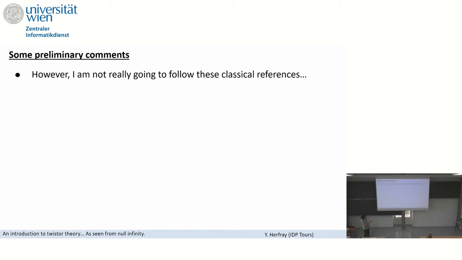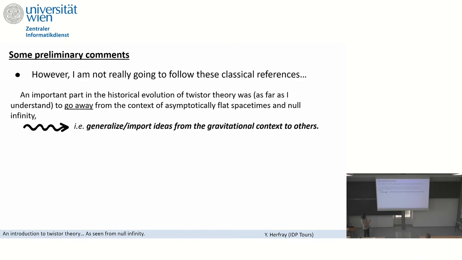Okay, so all of this is very classical and very pedagogical. But this is not quite what I'm going to follow here, and I want to explain why, because I think it's also part of what is interesting in the subject. This is my personal understanding, so maybe I'm wrong, but from going through the literature, it's part of the historical evolution of twistor theory to go away from null infinity, away from gravitational radiation, away from this idea of asymptotically flat spacetime, et cetera.